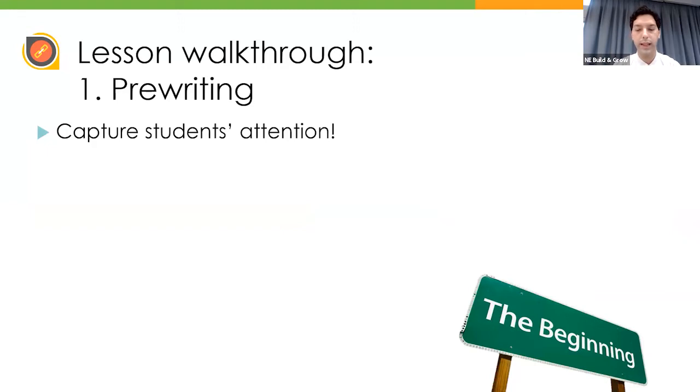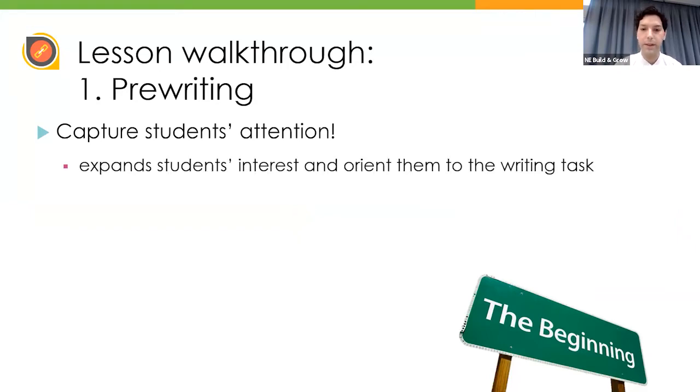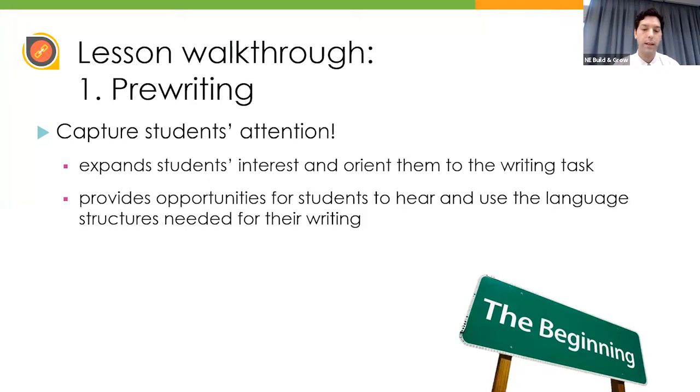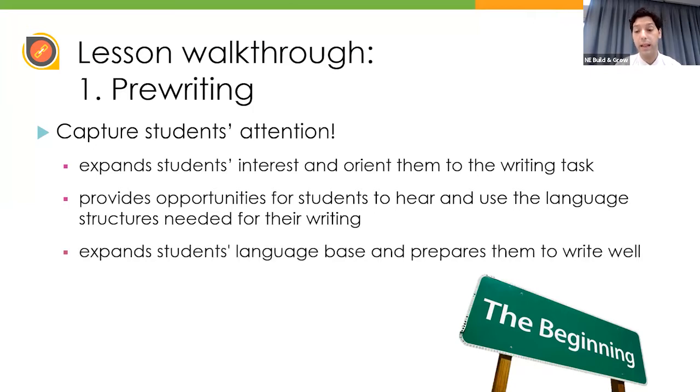The first thing, we're going to capture the student's attention. We want them to get involved in the lesson. So we're going to use pictures and we're going to talk a lot and discuss the topic so that they can feel engaged, right? This is going to expand their interests and orient them to the writing task. This also provides opportunities for them to hear and use the language structures that they will need in their writing. So we're going to start practicing language structures in our discussion in the class, and then they're going to use those in their writing, so this is beneficial. It expands their language base and prepares them to write well. So these are the basic elements of the pre-writing task.